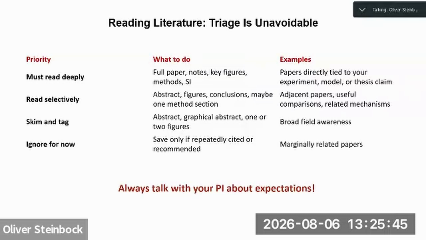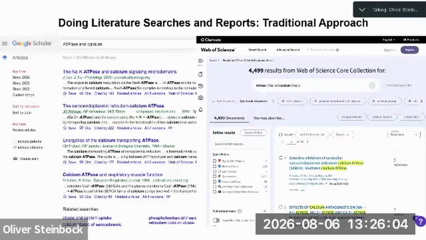And then there will be others where you look at the abstract, the figures, read a little bit around, memorize a little bit of the stuff, store it, but you think, okay, I don't have time to do this now. And then there are others where you only look at the title and maybe the abstract, so you're aware of its existence, right? So you have to triage.